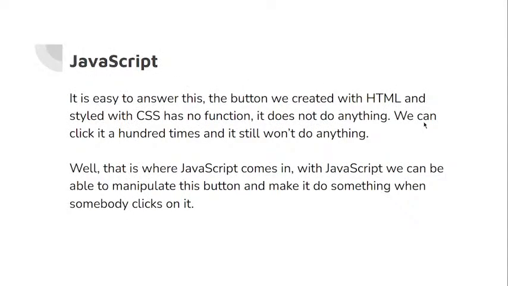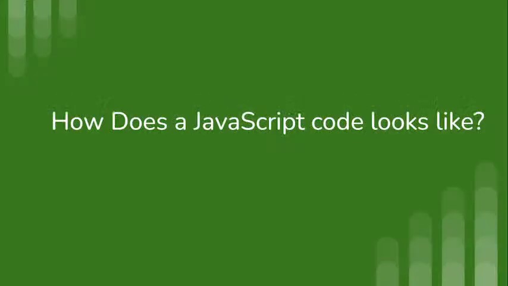So what is JavaScript? It is easy to answer this. The button we created with HTML and styled with CSS has no function. It does not do anything. We can click it 100 times and it still won't do anything. Well, that is where JavaScript comes in. With JavaScript, we can manipulate this button and make it do something when somebody clicks on it.